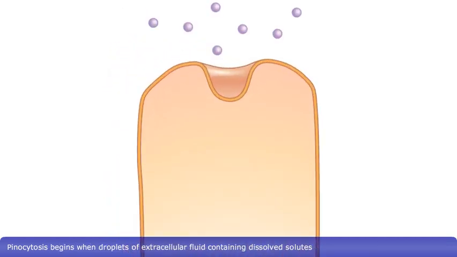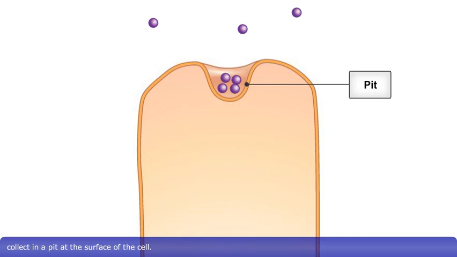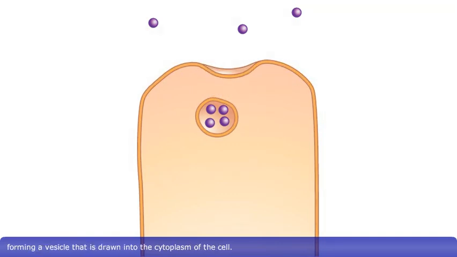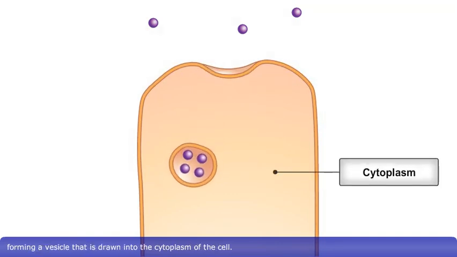Pinocytosis begins when droplets of extracellular fluid containing dissolved solutes collect in a pit at the surface of the cell. The plasma membrane extends around these fluid droplets, forming a vesicle that is drawn into the cytoplasm of the cell.